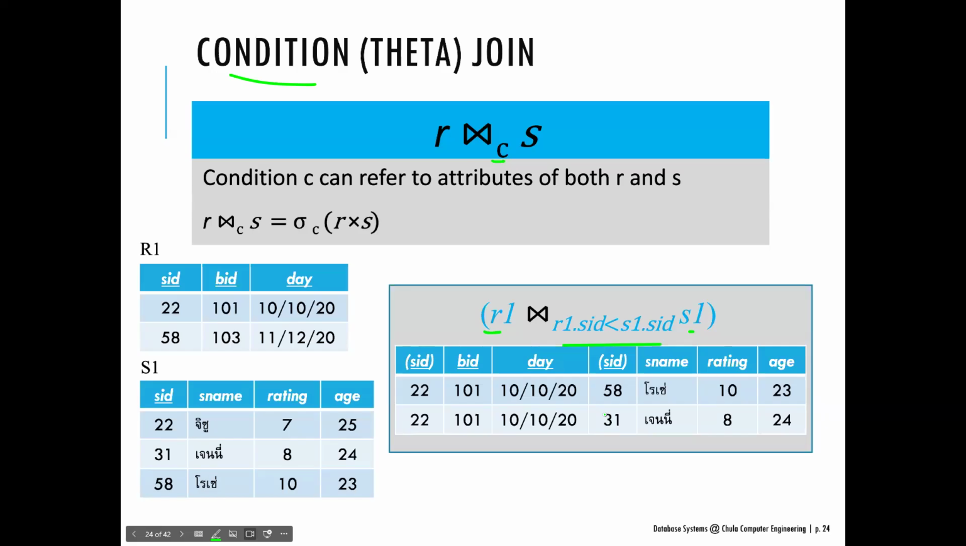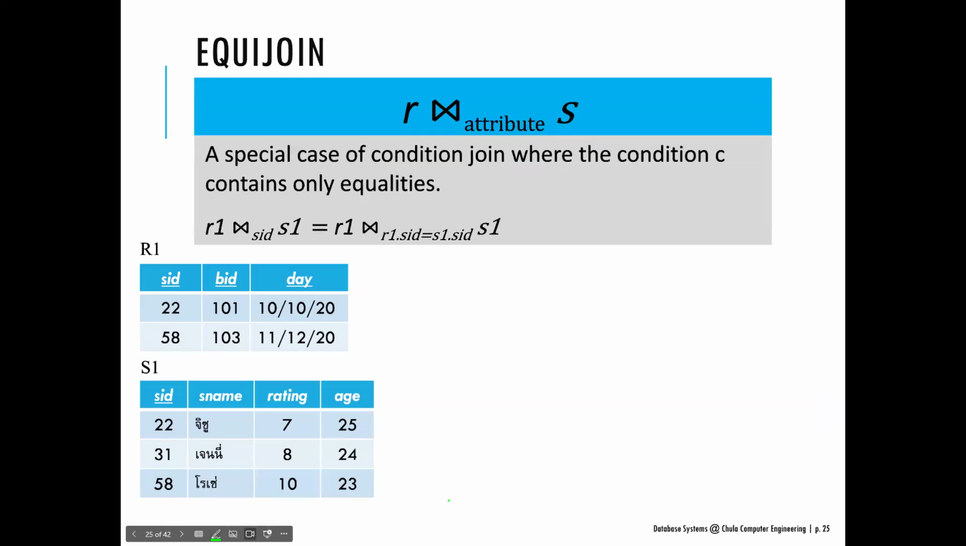All right. So this is called the condition join. You can put any condition. You can state any condition here. So you can have like equal to, greater than, whatever mathematical comparison there. Now, the next one is called equijoin.